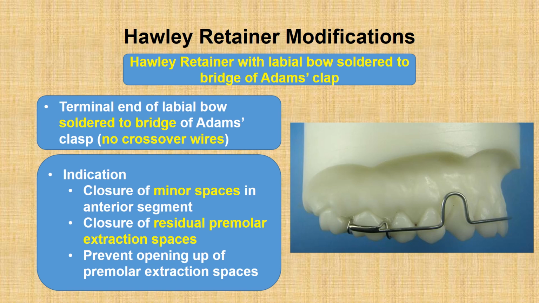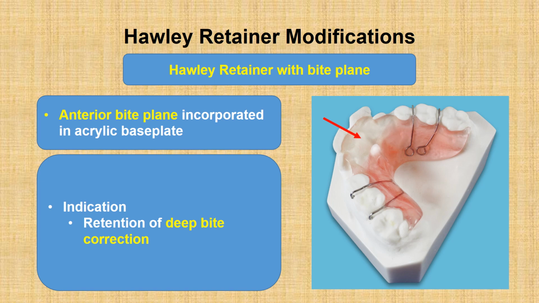It can close any residual premolar extraction spaces, and it can also prevent the opening up of the premolar extraction spaces. A bite plane can also be incorporated in the Hawley retainer. Now this can be used to retain a deep bite correction.